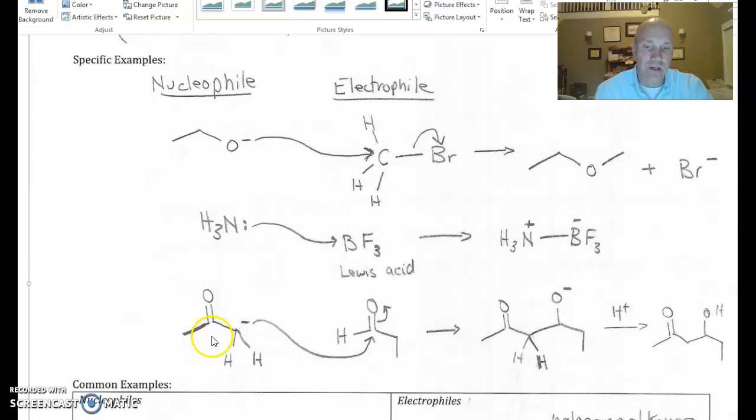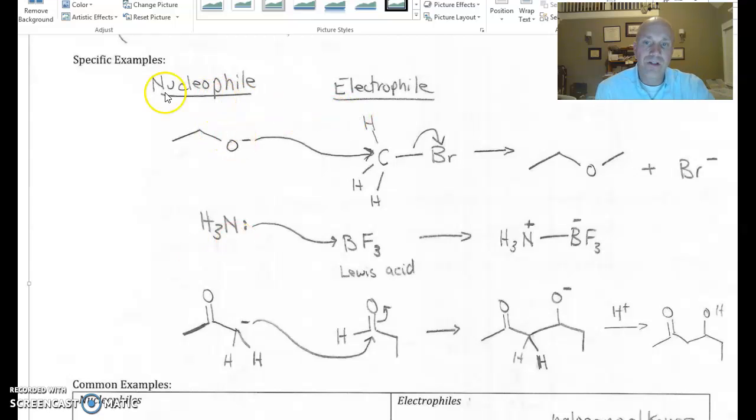All right. So again, the IB doesn't stress this type of reaction that much, but if you were to ever go on and take organic chemistry in college, this is a fairly common type of nucleophile and electrophile.